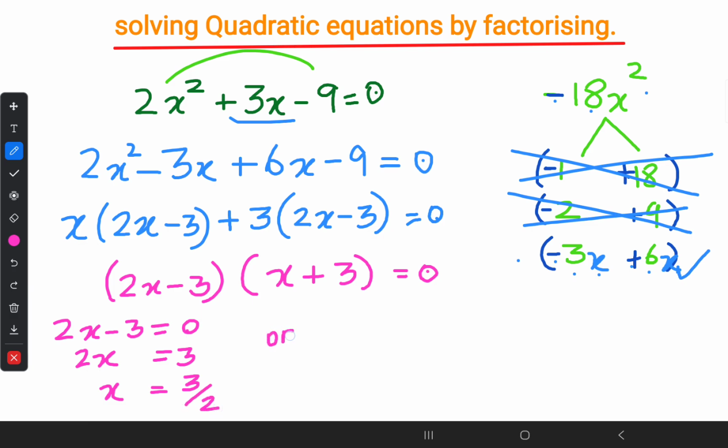Or this is a suitable answer. If not, x plus 3 equals to 0. Here also, x should be equal to negative 3. So these are the two solutions for x in the given quadratic equation.